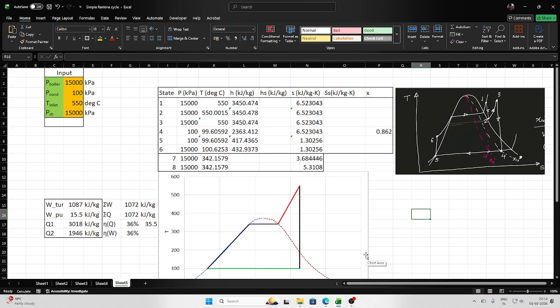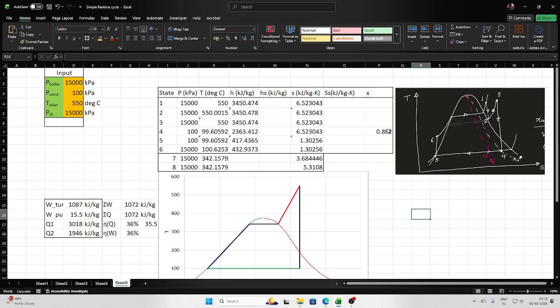In the previous lecture, we solved one problem related to the reheat Rankine cycle, and this was the problem which I solved. Now what I have done is I have added two more state points. So this was 6, and this is 7 and this is 8.